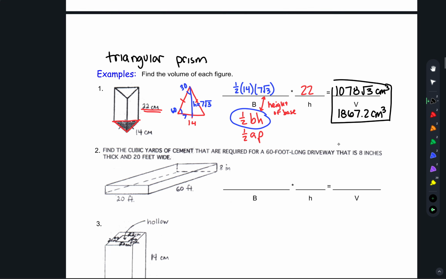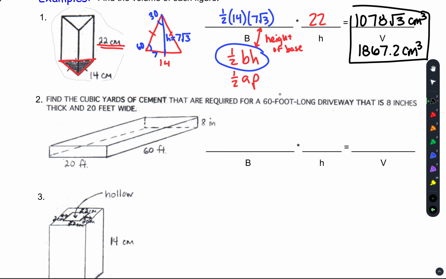I'm going to make things tricky just for fun. So look at number 2. Number 2 says find the cubic yards of cement that are required for a 60-foot long driveway that is 8 inches thick and 20 feet wide. So if you recall way back in Unit 11 when we talked regular area, we talked about the ratios between lengths, perimeters, areas, right? So I've got a whole bunch of different units in this problem. I have yards, which is what it wants my answer in. Some of these dimensions are labeled in feet, and the thickness of that concrete slab is measured in inches. So the very first thing we need to do is I need to convert my units.